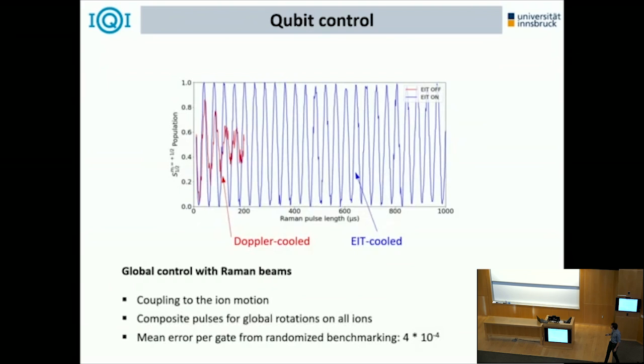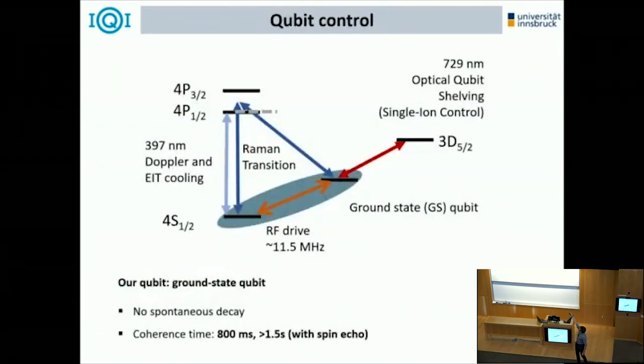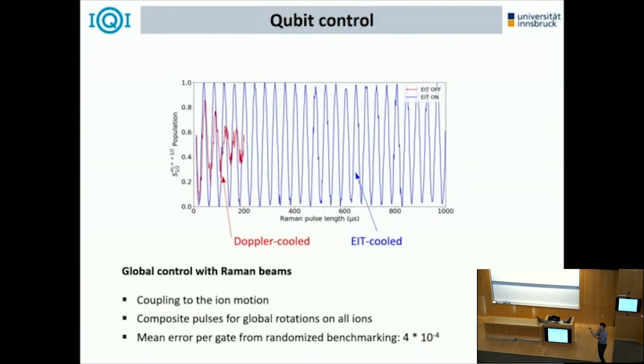And we can also drive this qubit with a global Raman beam. So you see here this Raman transition, and we have a big global beam, and we can drive, for instance, what you see here are Rabi flops from a single ion out of a 91 ion crystal. And you see this works decently well if the ions are cooled. I will explain this in a minute. We can also do composite pulses for global rotations with an error in the range of 4 times 10 to the minus 4, verified by randomized benchmarking.